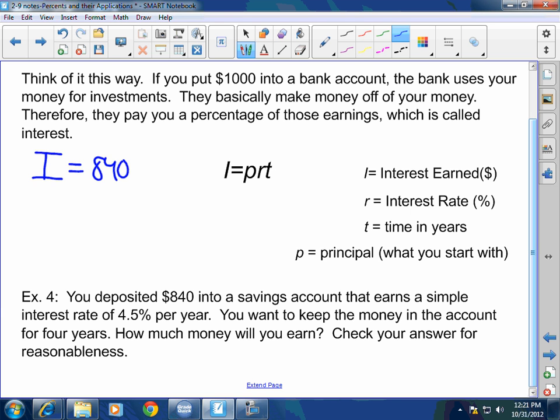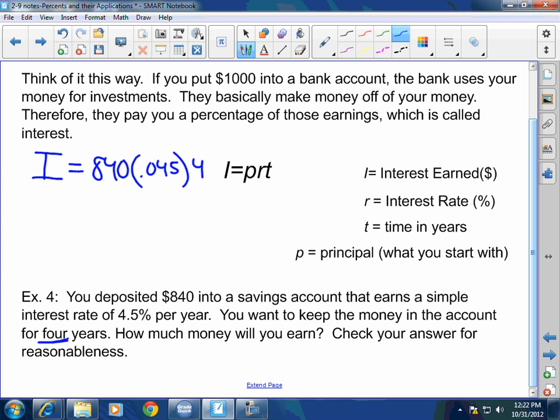$840 is what we deposited, that's our starting principal. What's the interest rate? What's our R? 4.5%, but how do we work with percents in decimal form? So that would be 0.045, very good, two places to the left, times T, the time in years. How many years? How many years do they want to have this in, guys? T is 4, right? T is 4 for 4 years. Does that make sense?